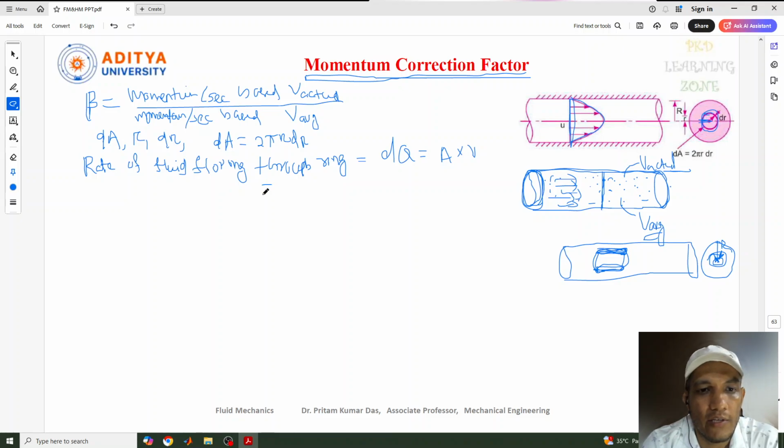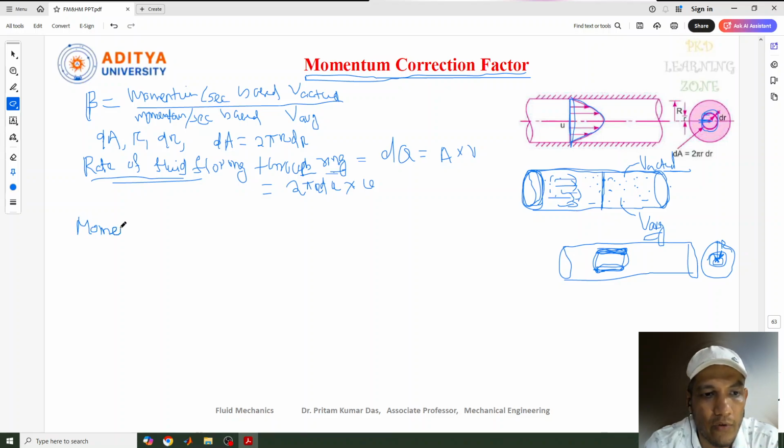The area, as you already got there, is nothing but 2 pi r dr. So dA is 2 pi r dr, and into the velocity u, we get u into 2 pi r dr. Now this is the rate of fluid flowing through the ring. Now we need to find out the momentum.